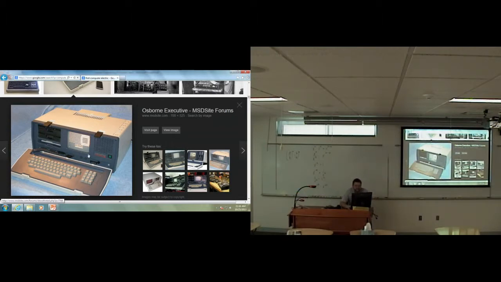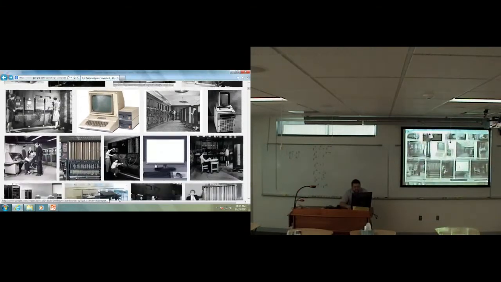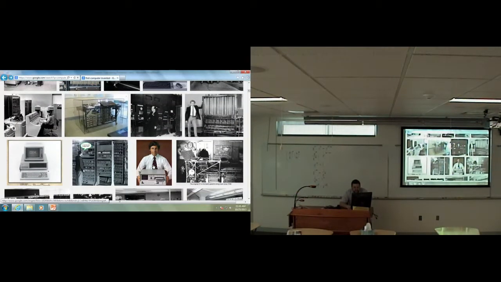And all this thing could do really was simple mathematics, and you could write a paper on it. And some of them actually included printers on them as well. They had printers built into them, made them even heavier. There's a matrix dot printer that was super loud and super slow.